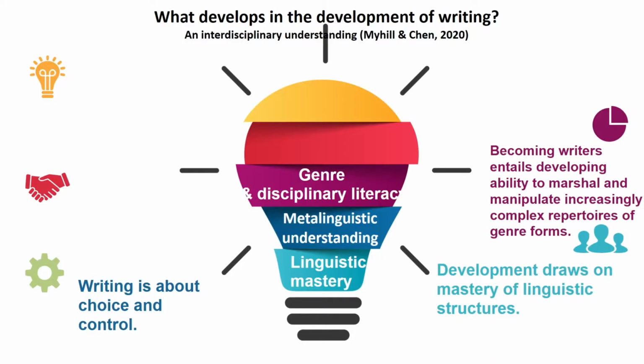To become writers entails developing the ability to marshal and manipulate increasingly complex repertoires of genre forms and the forms that are used across different disciplinary areas. It's not just English, not just writing a narrative or story. It's about writing explanation, scientific explanation in science and other areas.